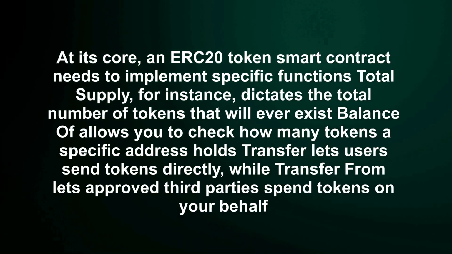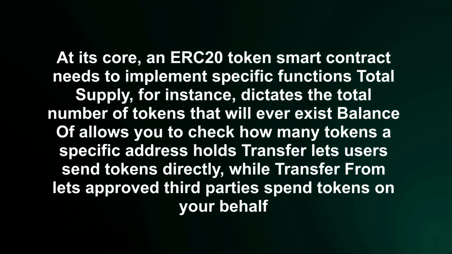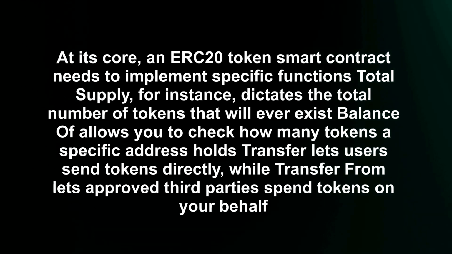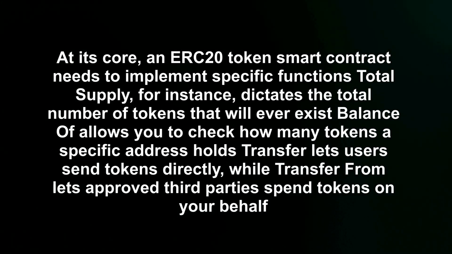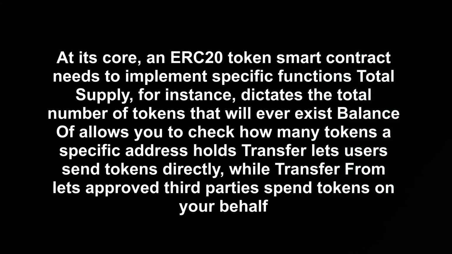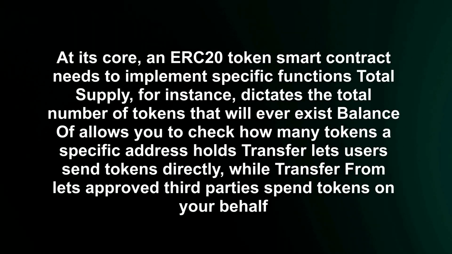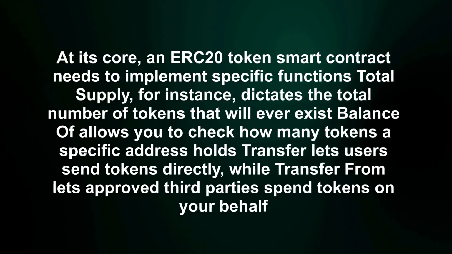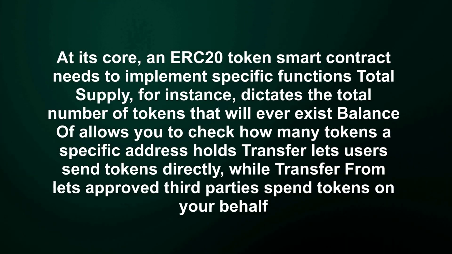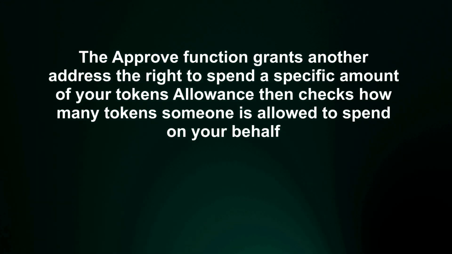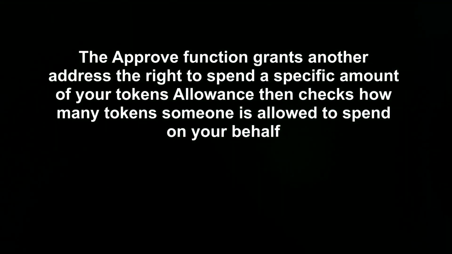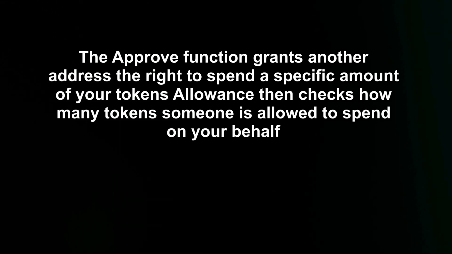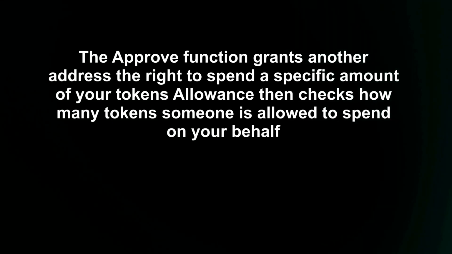Total supply, for instance, dictates the total number of tokens that will ever exist. Balance of allows you to check how many tokens a specific address holds. Transfer lets users send tokens directly, while transfer from lets approved third parties spend tokens on your behalf. The approve function grants another address the right to spend a specific amount of your tokens. Allowance then checks how many tokens someone is allowed to spend on your behalf.